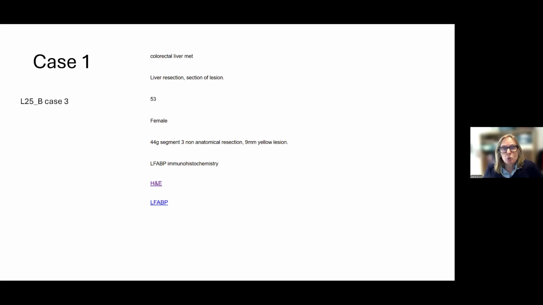So this first case was sent as colorectal liver metastasis, quite a common clinical scenario. In many departments, we receive liver resections in great quantity, here in Birmingham, for this indication. So that's what was written on the request form. It was a 44-gram resection from segment 3, and a 9mm lesion in it that was noted at gross assessment to be yellow, in a 53-year-old female. And these 2 slides were available for viewing.